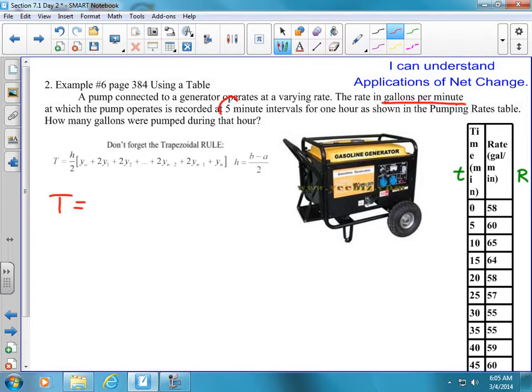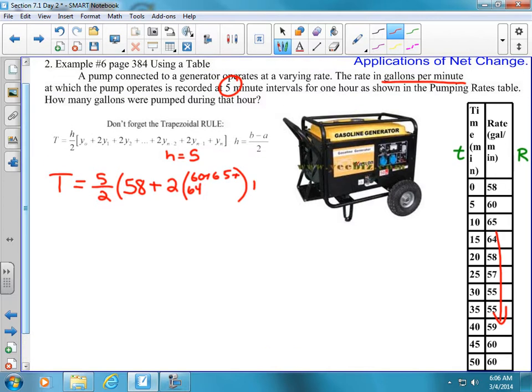T equals, okay, it says our interval is 5, therefore h is 5. Don't forget, like you did on the test on trapezoid rule, that it's the interval divided by 2. Trapezoid rule says you take the first number in the rate, which is 58, and add that to 2 times the second number, 2 times the third, 2 times the fourth. So multiply 2 times all those middle numbers, 60 plus 65 plus 64, and all the way down until you get to the last one. What is the last one? 63. And then you just add 63. So you multiply 2 times all the middle numbers and put the 2 ends out there.